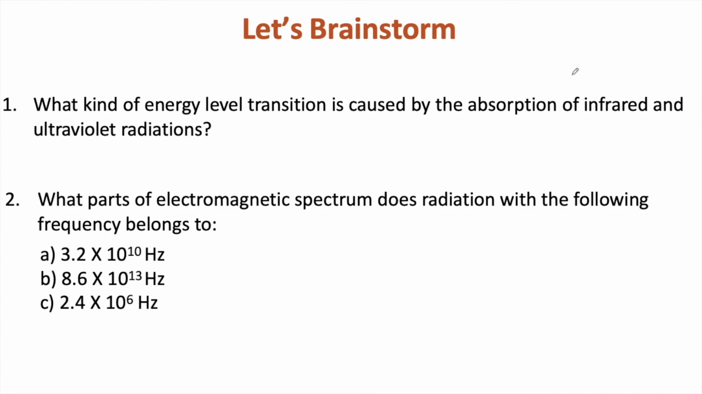So let's brainstorm. Let's see how much you have learned till now. First, what kind of energy level transition is caused by the absorption of infrared and ultraviolet radiations? Second, what part of the electromagnetic spectrum does radiation with the following frequency belong to? I hope you will all be able to solve these questions by yourself. If you need help, you can go back and check the previous slides, and if you still feel any kind of difficulty, you can click on the link given below. Thank you.